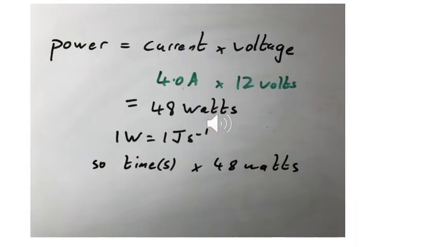So to find the total energy transfer to the immersion heater, just multiply the current times the voltage, which gives us 48 watts. So remember that's joules per second. So to find out the total energy transferred, you multiply 48 watts by the amount of time it was on for, which will give you your final answer in joules.